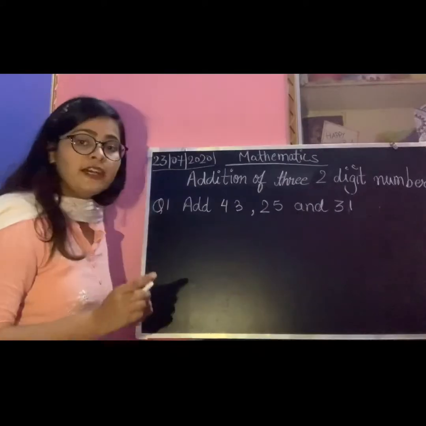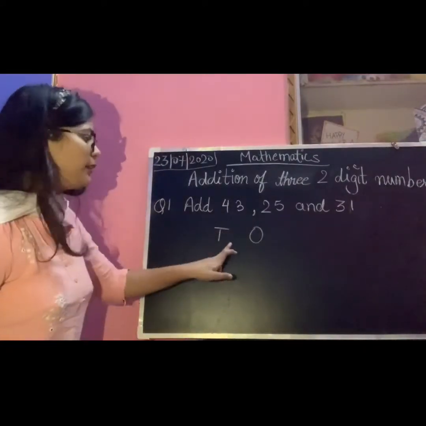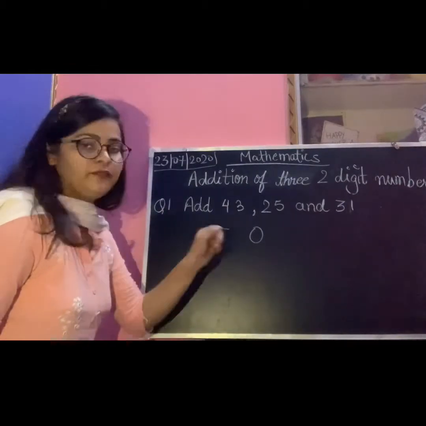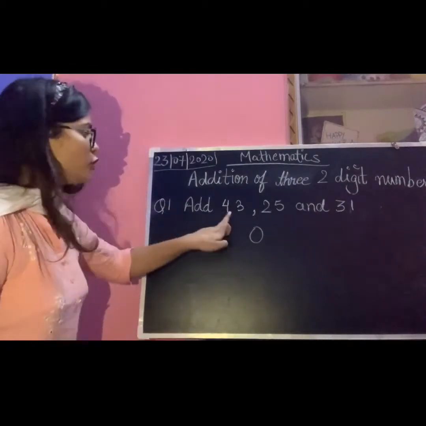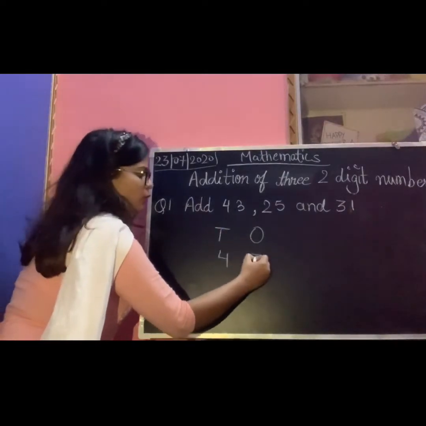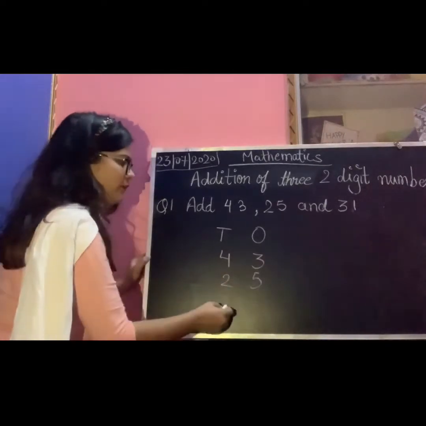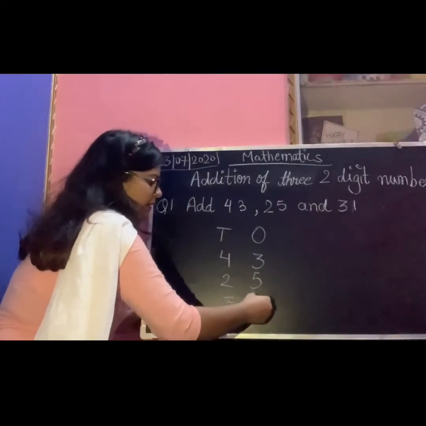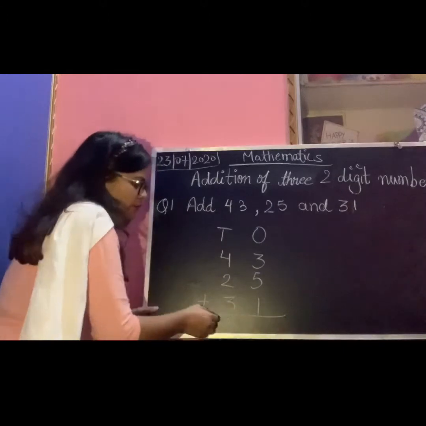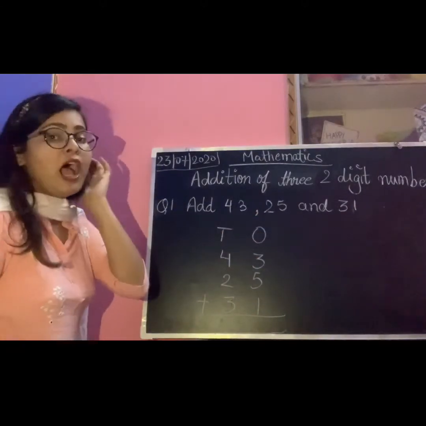So to save our time, how will we add these numbers? Look here. First, I will write these numbers under the particular columns, tens and ones. You remember number system? So here this will come under tens and this will come under ones. And this also 2, 5, 25 and here 31. See, I have written these three numbers here.